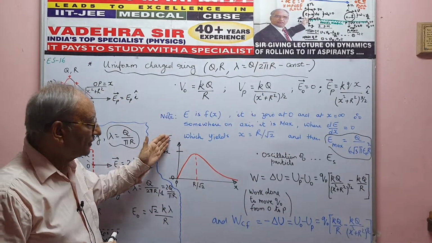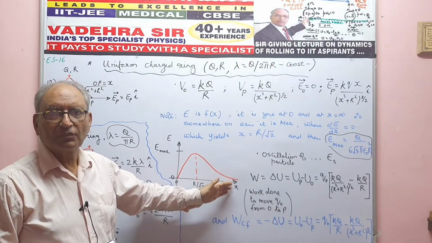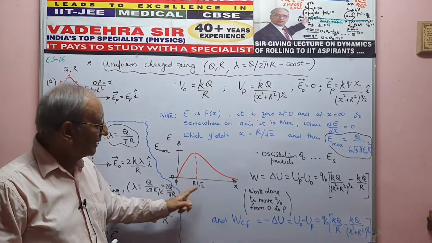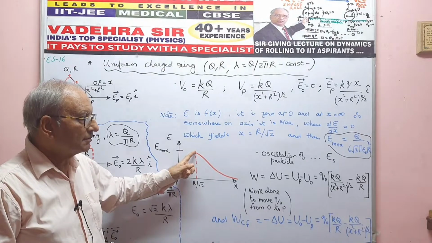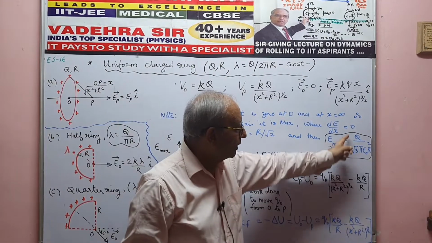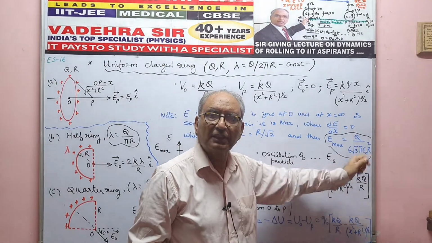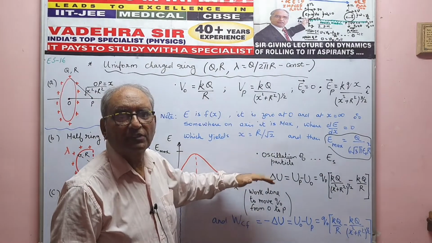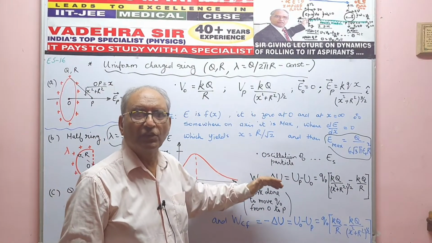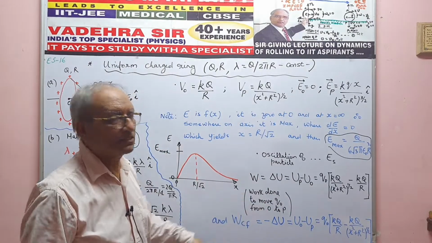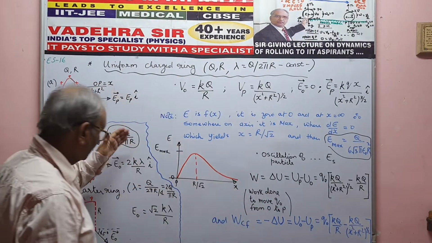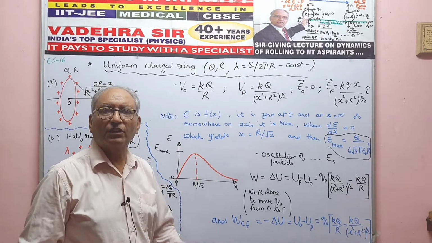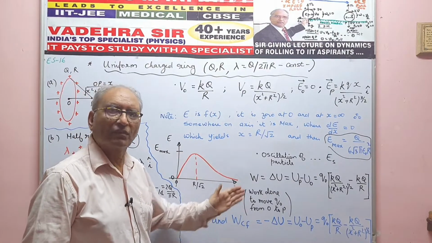I show that on the graph. I plot a graph of E versus x. So when x is 0, field is 0. When x is equal to r by root 2, E is maximum, and the maximum value is q upon 6 root 3 pi epsilon naught r square, and after that again it falls, and finally it will become 0 when x approaches infinity. So this is the graph that shows the variation of E with respect to x.